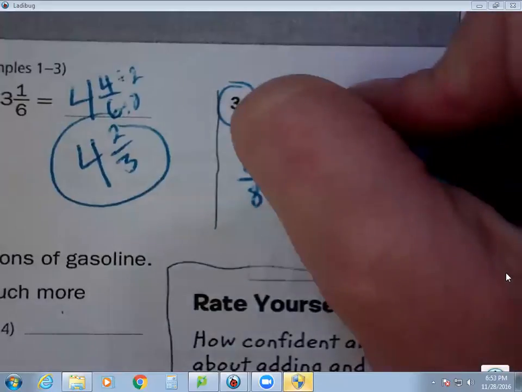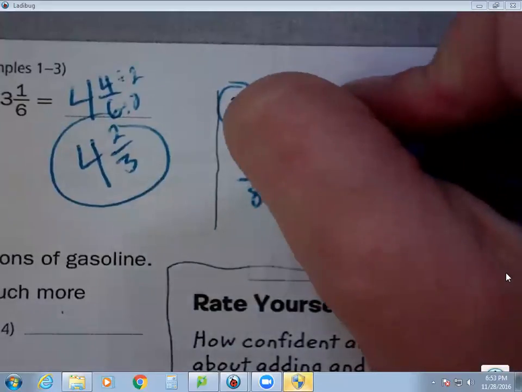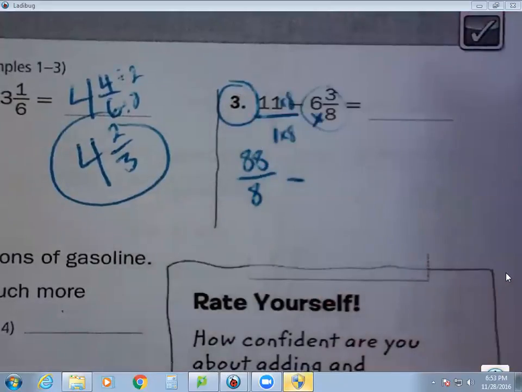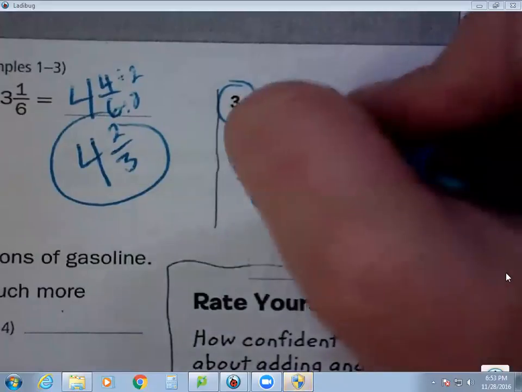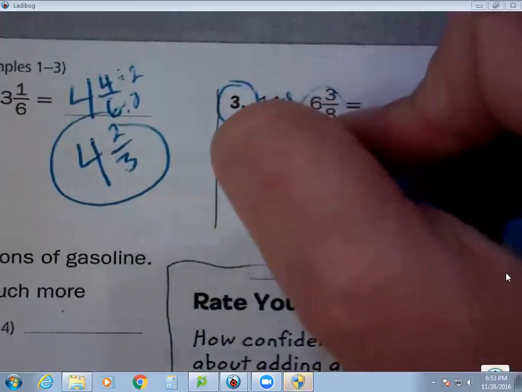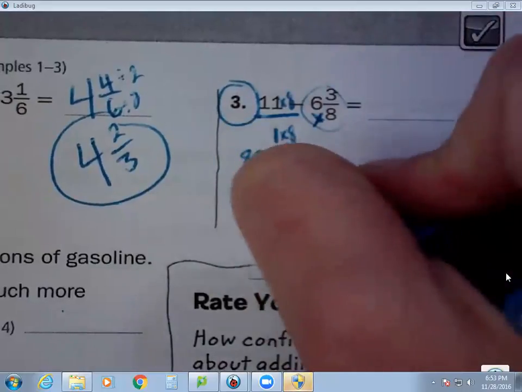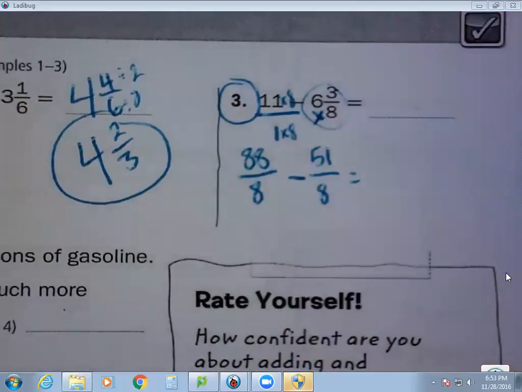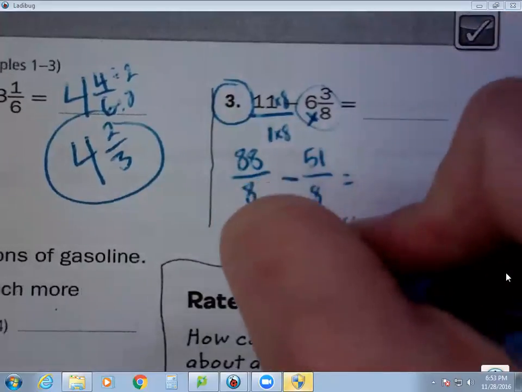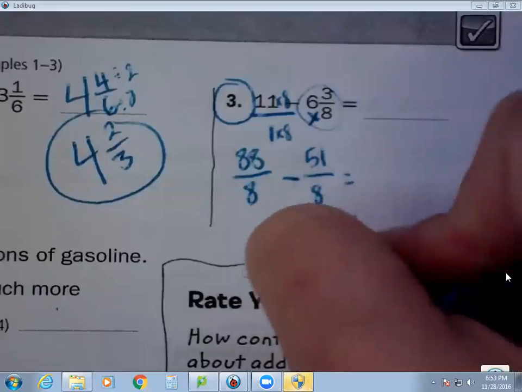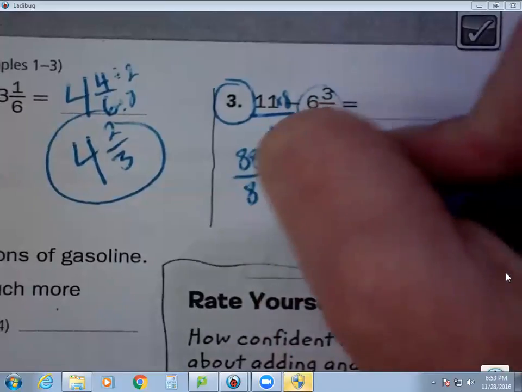So let's change that. 8 times 6 plus 3. 6 times 8 is 48, 51. Well, those multiplication facts I have to think about. 51 eighths. So now I can subtract these eighths. 88 minus 51 is 37. So I've got 37 eighths.